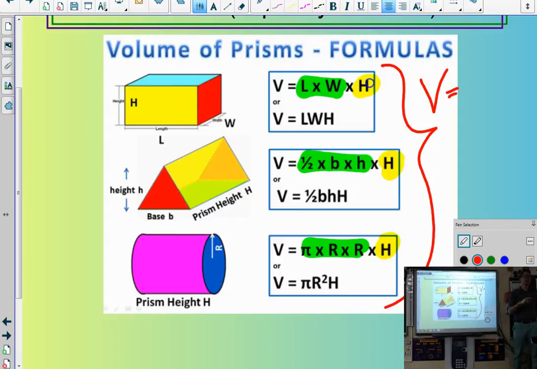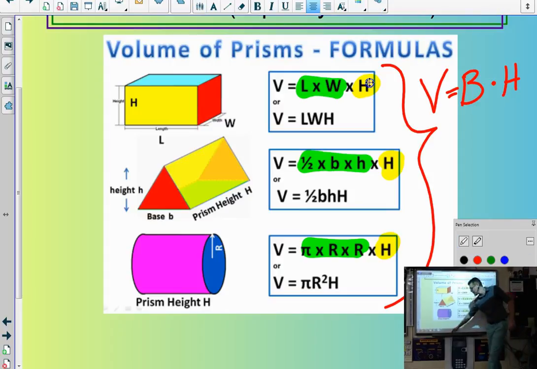Volume, now this only works for prisms. So remember, pyramids are going to behave differently. This is why we did prisms yesterday, and we're still on prisms today. Pyramids are going to behave differently, but volume of a prism, big B, what did big B represent? The base area times the height of the prism, or that's really the distance between the bases.